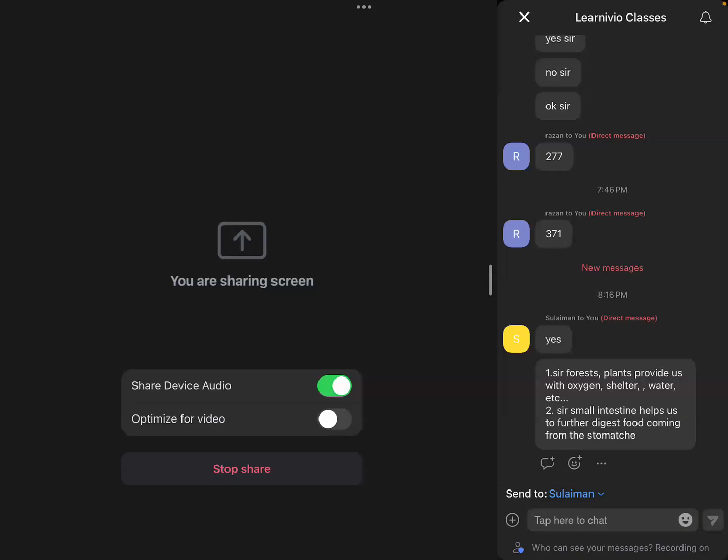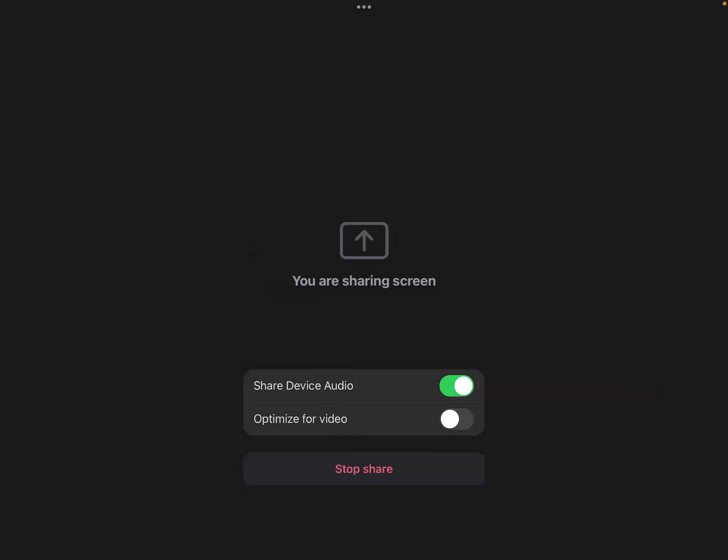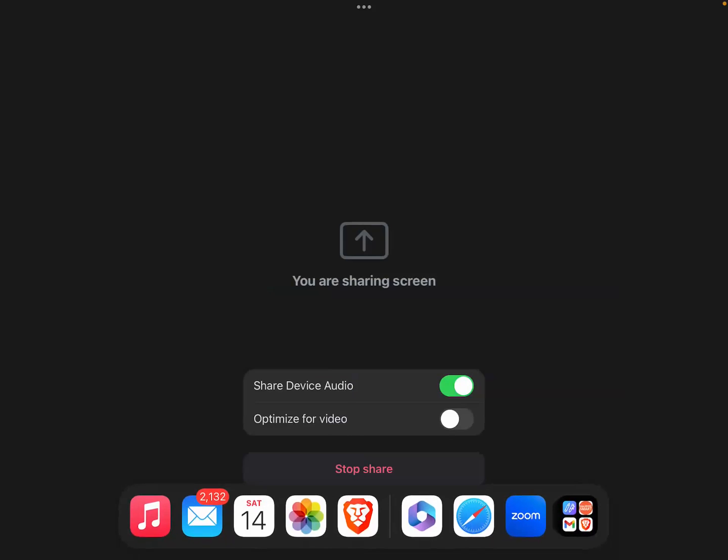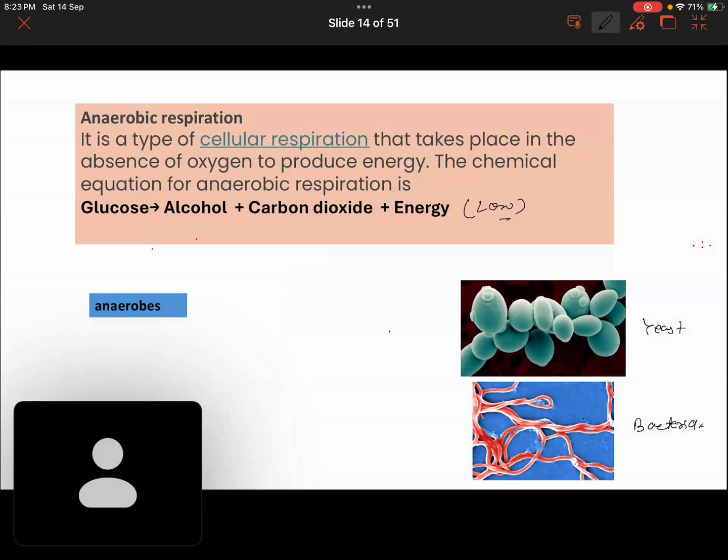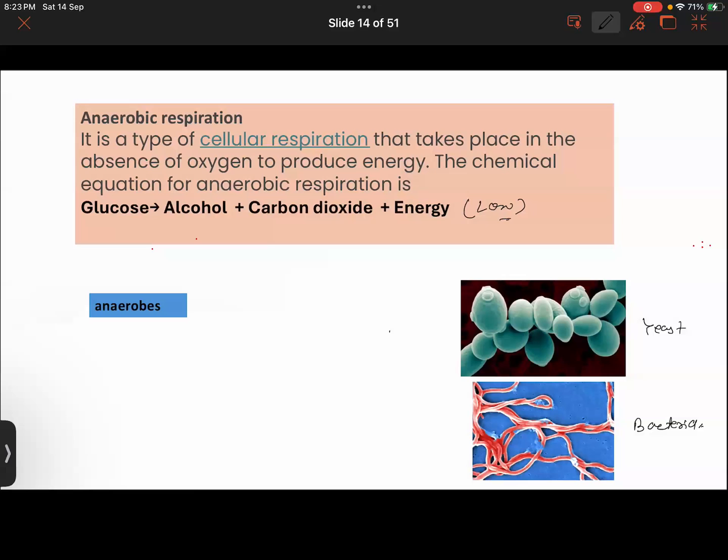So what exactly happens in the small intestine? We know that the food would be further digested in the small intestine. In fact, it's the site of complete digestion. The food is completely digested in the small intestine. But what exactly does happen there? Razan, can you tell me what exactly happens to food in the small intestine?